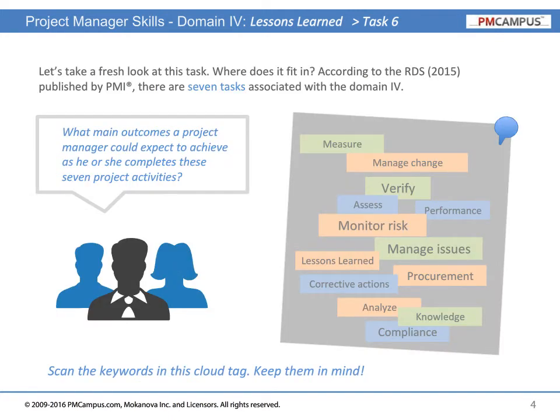Let's take a fresh look at this task. Where does it fit in? According to the RDS 2015 published by PMI, there are 7 tasks associated with the domain. What main outcomes could a project manager expect to achieve as he or she completes these 7 project activities?